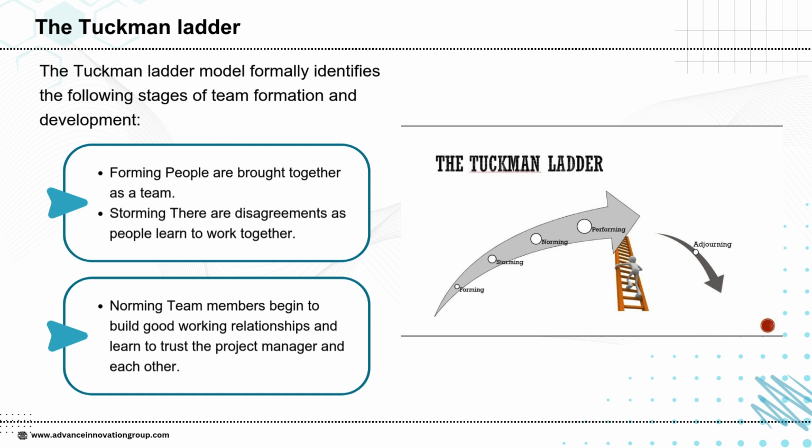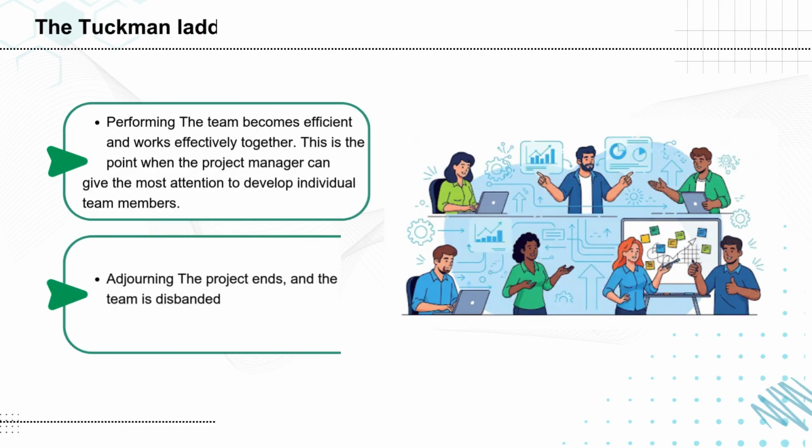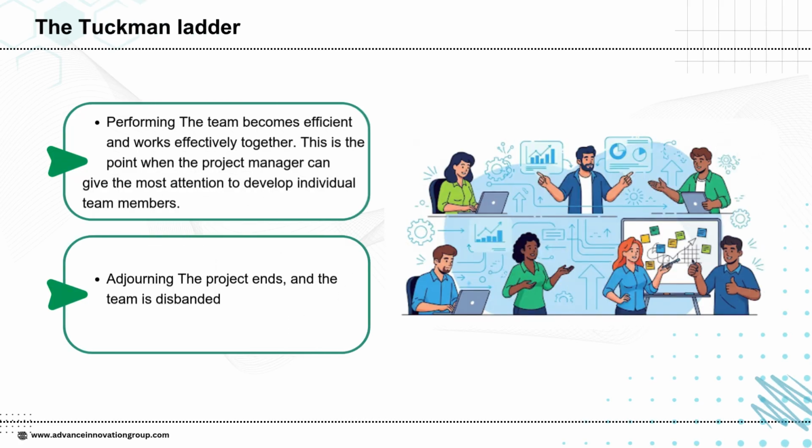While this stage can be uncomfortable, it is a natural and necessary part of team development. The third stage is norming, where the team starts to overcome differences and build trust. Members establish good working relationships, agree on norms and ways of working, and begin to trust both the project manager and each other. This is the stage where collaboration starts becoming effective and the team is ready to move toward higher performance.